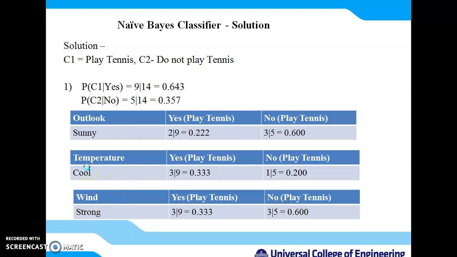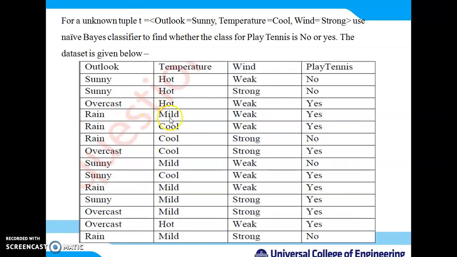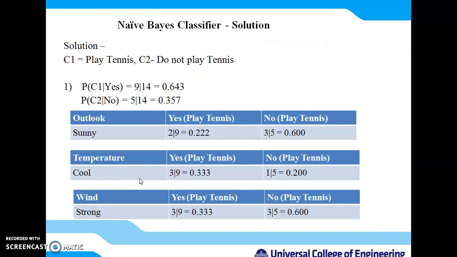For that purpose, see this dataset. How many tuples are there for cool? You can see here 1, 2, 3 and 4. There are a total of 4 rows for cool, out of which we check how many are yes and how many are no. This cool belongs to yes, this cool belongs to no, this cool belongs to yes, and this belongs to yes. So there is 1 no and 3 yes. So how can we calculate? Simple: for cool, 3 by 9, that is 0.333, and 1 by 5, that is 0.200.